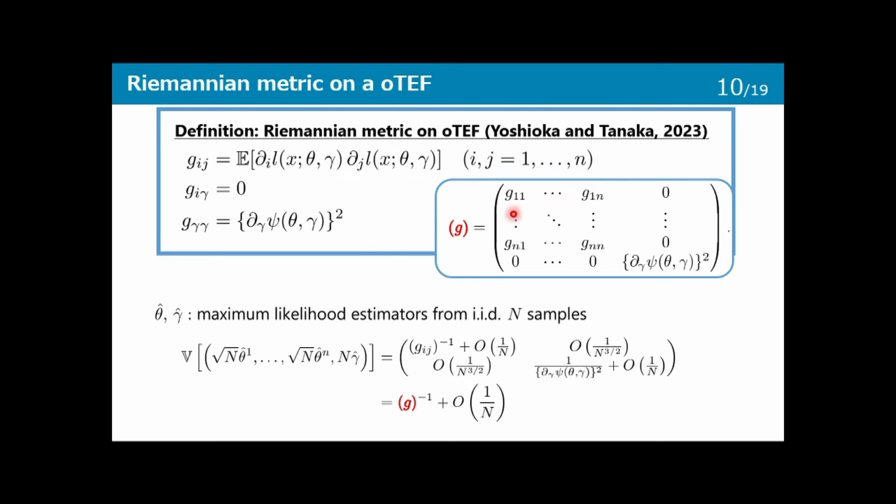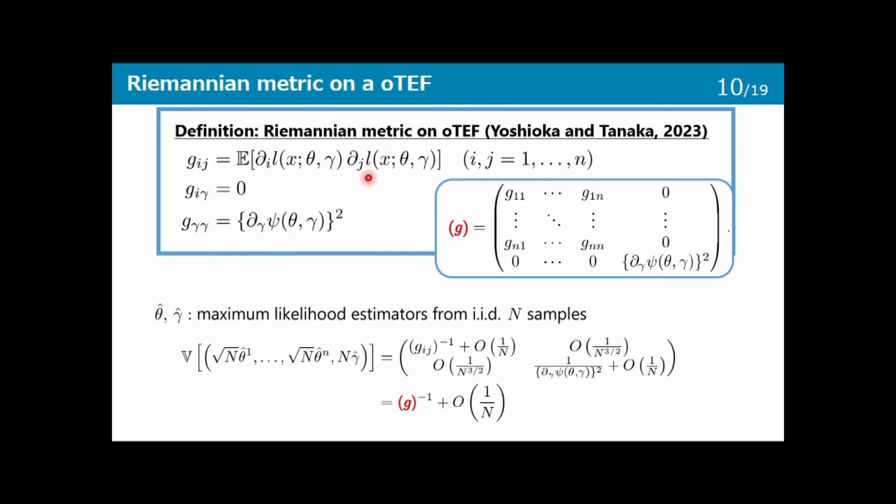Here is my definition of the Riemannian metric on OTF. Now, indices i and j denote the natural parameter theta. The part of the natural parameter corresponds to the Fisher metric, and the tangent vectors in direction theta i and in direction gamma are orthogonal.